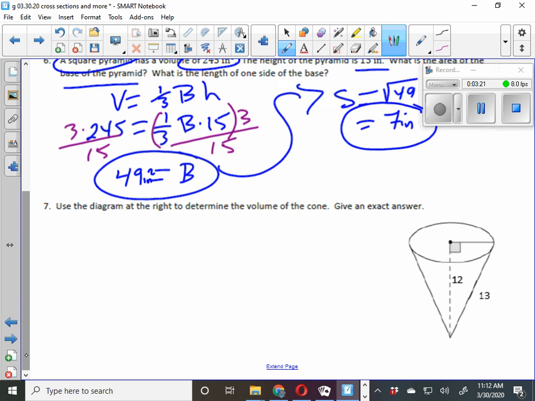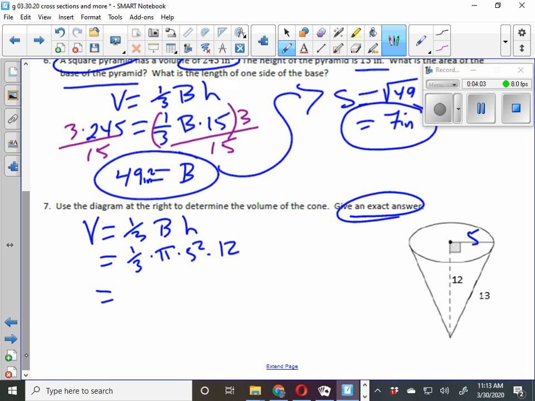Number 7 says in the diagram at the right, determine the volume of the cone. Again, we have the formula. 3 steps, remember. 1/3 area of the base times the height. Area of the base requires a formula. This looks like it's a 5, 12, 13 Pythagorean triple. Those don't go away. 1/3 area of the base is pi r squared, so times pi times radius squared, 5 squared, times the height, which is 12. And they said exact answers.